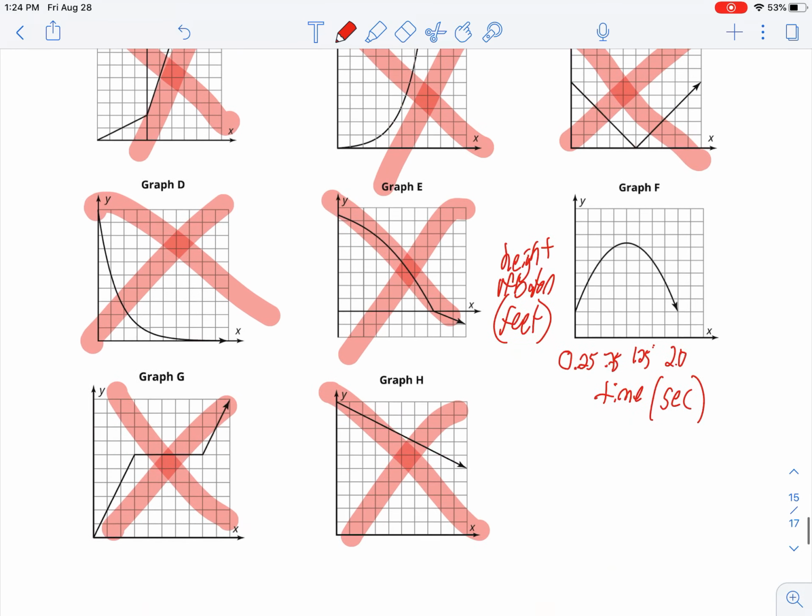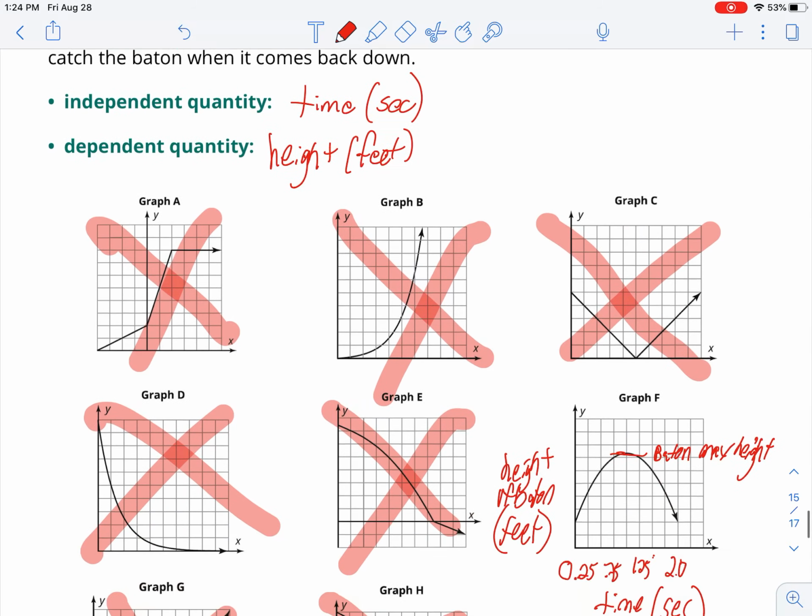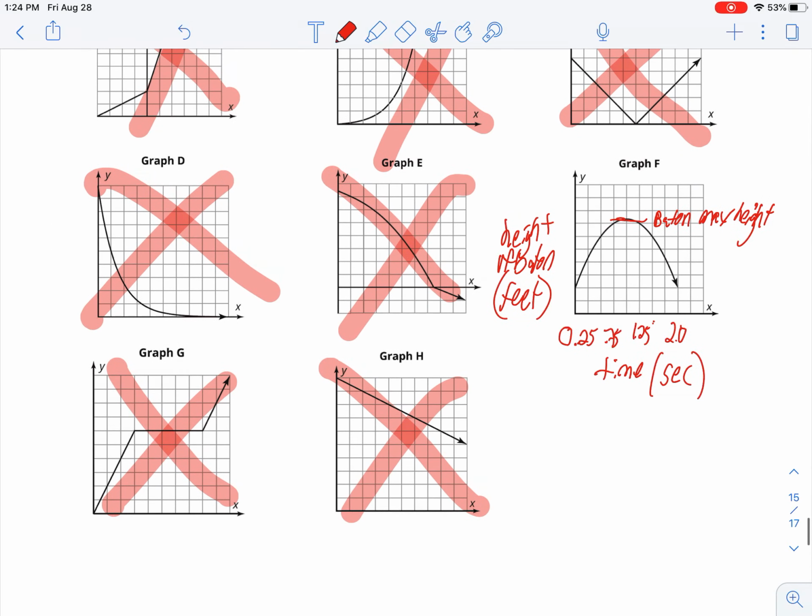Now we tossed it up into the air, and it reaches a maximum height of right here. That's when the baton reaches its maximum height, and then it's going to drop down, okay? So that maximum height, it said, was 22 feet. Looking at my y-axis, how can I get there to 22 feet? This is right here at 22. I'm going by threes. 3, 6, 9, 12, 15, 18, and there we go, 22.